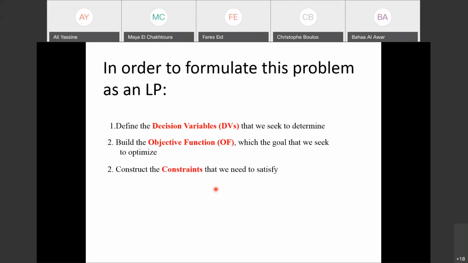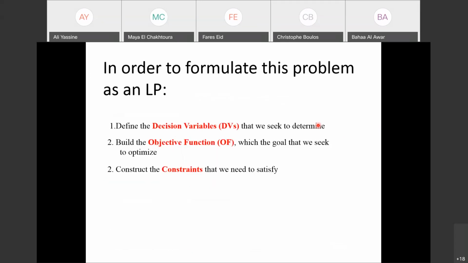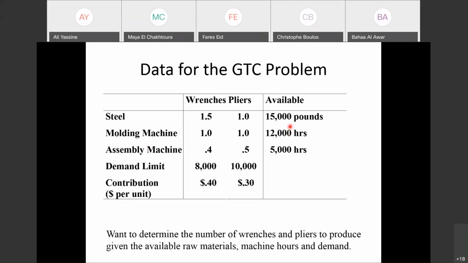It's these things in the problem that constrain you from achieving an ultimate maxima. That means, what prevents me from making an infinite amount of money? One thing for sure is I don't have an infinite amount of steel to make an infinite amount of pliers and wrenches to make an infinite amount of money. So these are things that hold you back from achieving an ideal maxima or an ideal minimum. That's one particular angle to the problem. But also, I don't have an infinite amount of molding time or machining time or assembly time. And also, I cannot sell more than 8,000. These are all the things that hold you back.